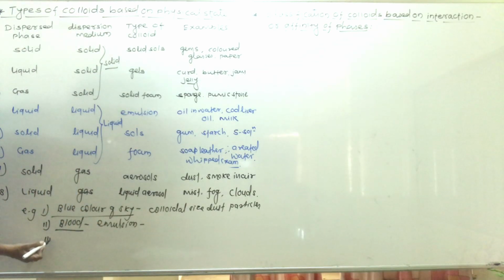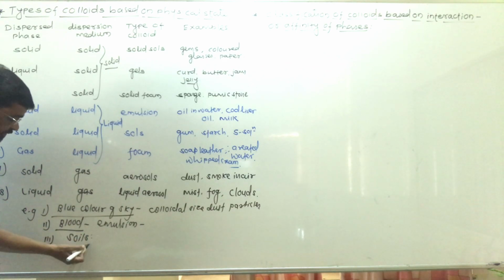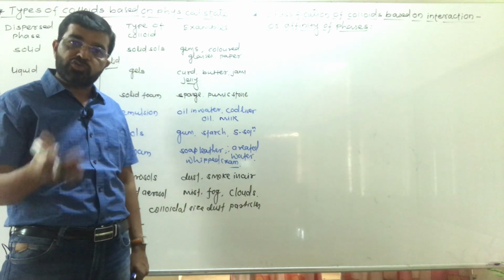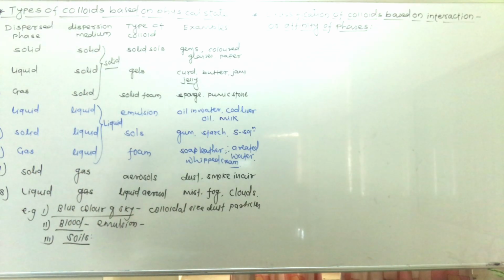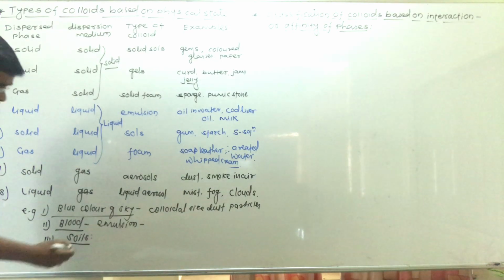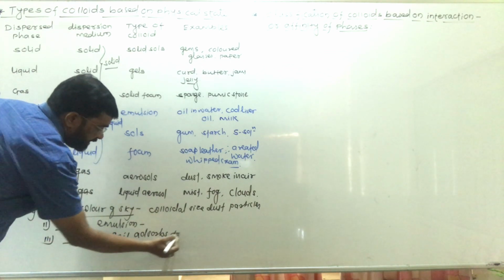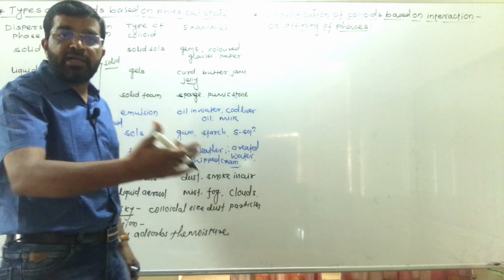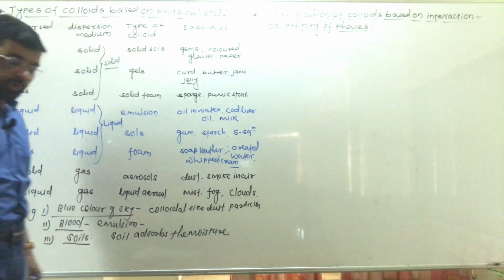Next example of colloidal solution is soils, that is, मिट्टी. Soil absorbs moisture and forms a liquid in solid type of colloidal solution. In nature, humus acts as a protective colloid. Soil absorbs the moisture and forms a liquid in solid type of colloidal solution.